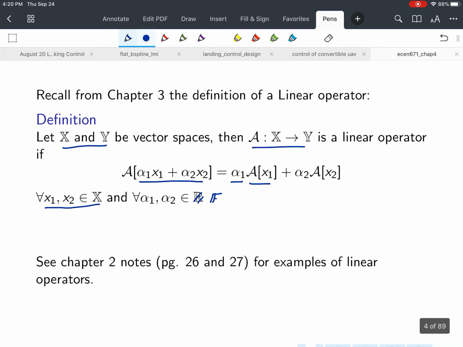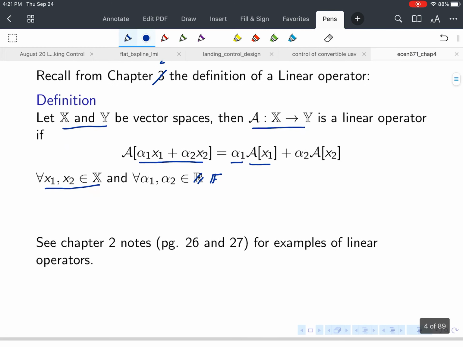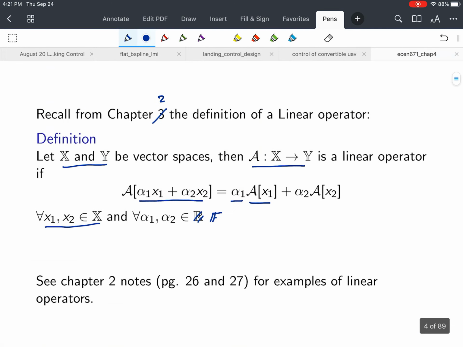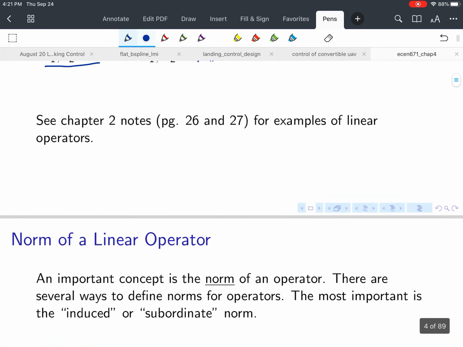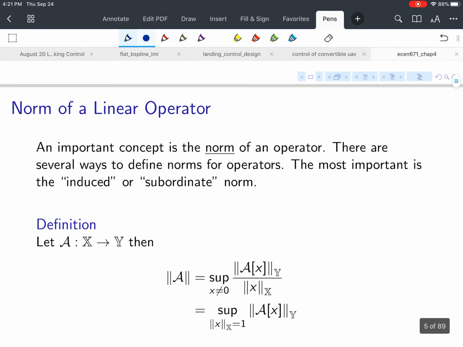All right, so in chapter 2, I guess this should be chapter 2, we had a number of examples of linear operators. So you may want to go back and look at the notes for chapter 2 on linear operators. And these would be different slides. Those refer to my PDF notes.